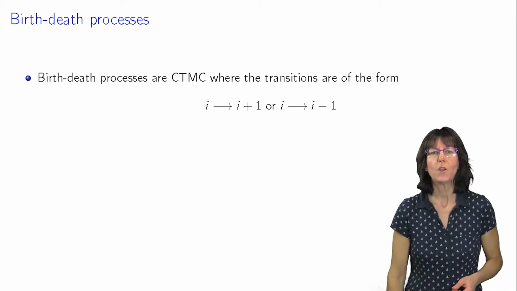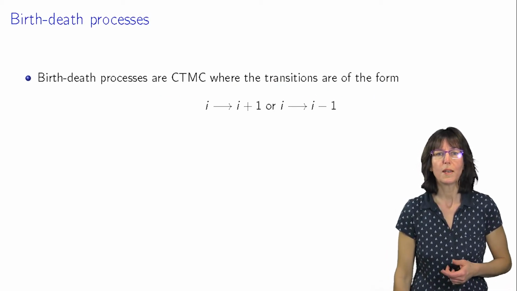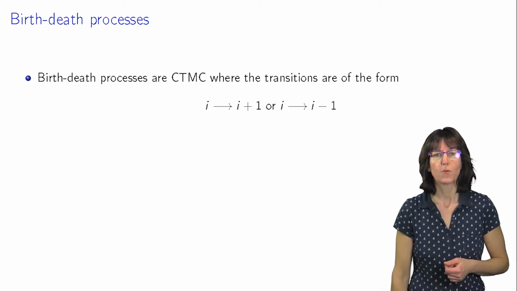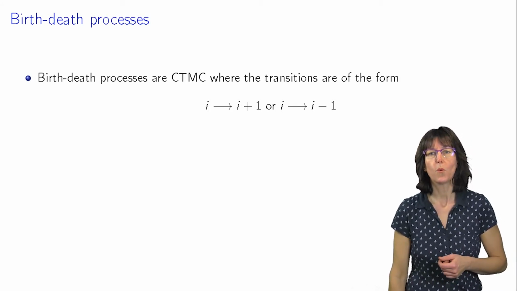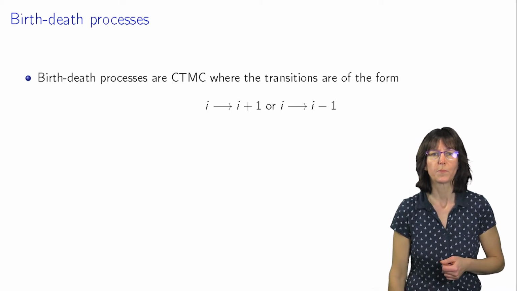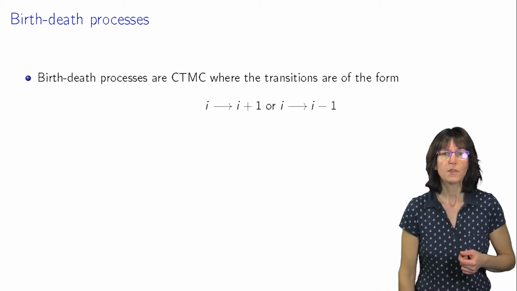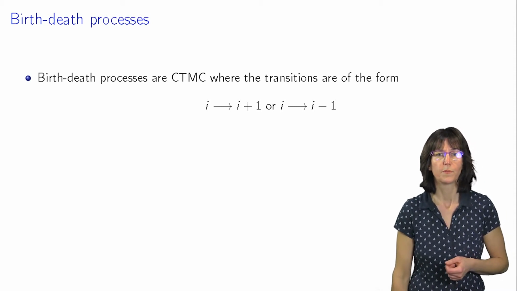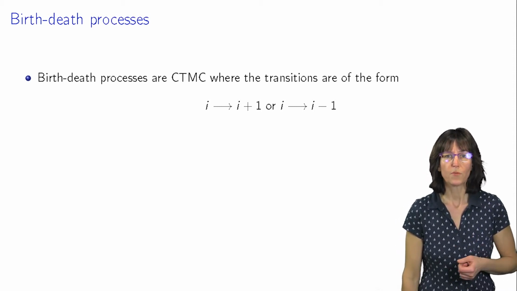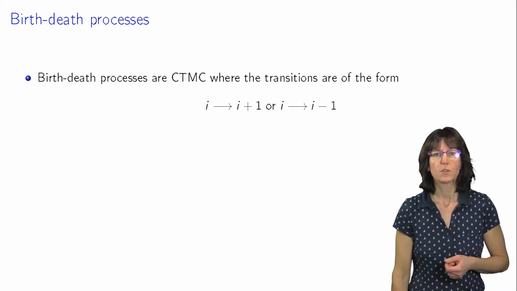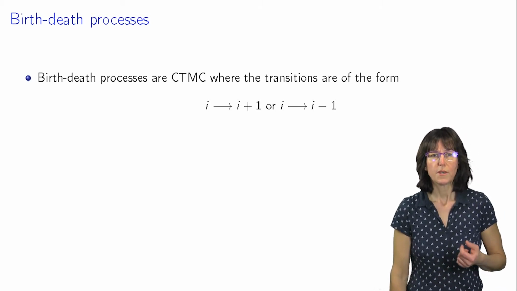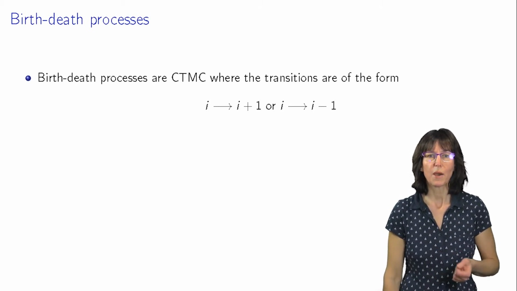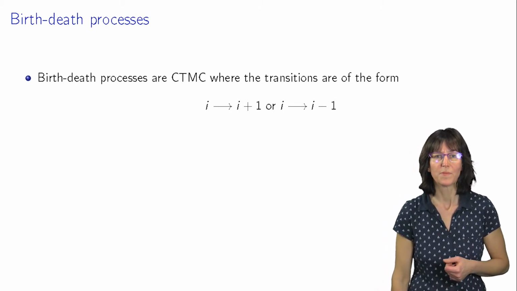It is very often a delicate task to solve balance equations. But there is one particular class of continuous time Markov chains for which it's feasible. This class is known under the name of birth and death processes. A birth and death process is a continuous time Markov chain where in state i, the only possible transitions are to state i-1 and i+1.